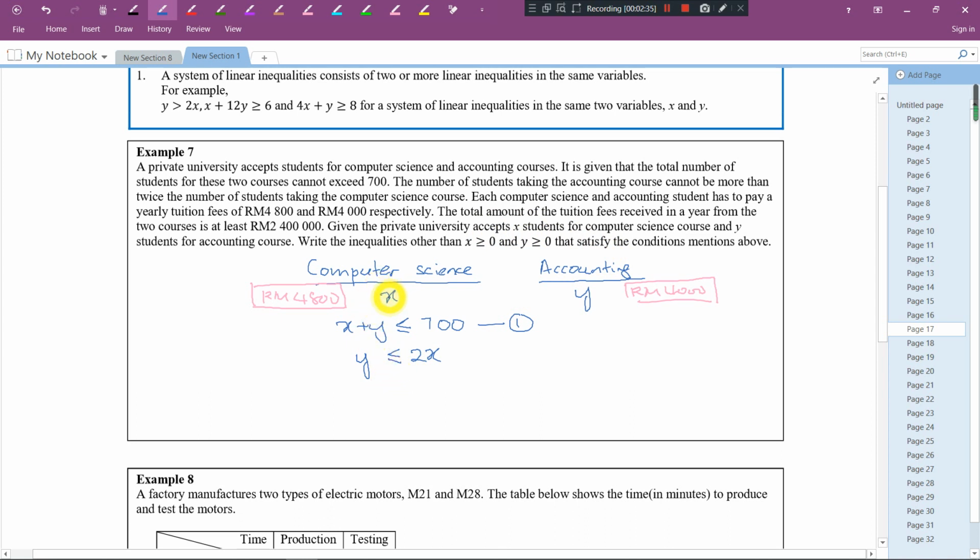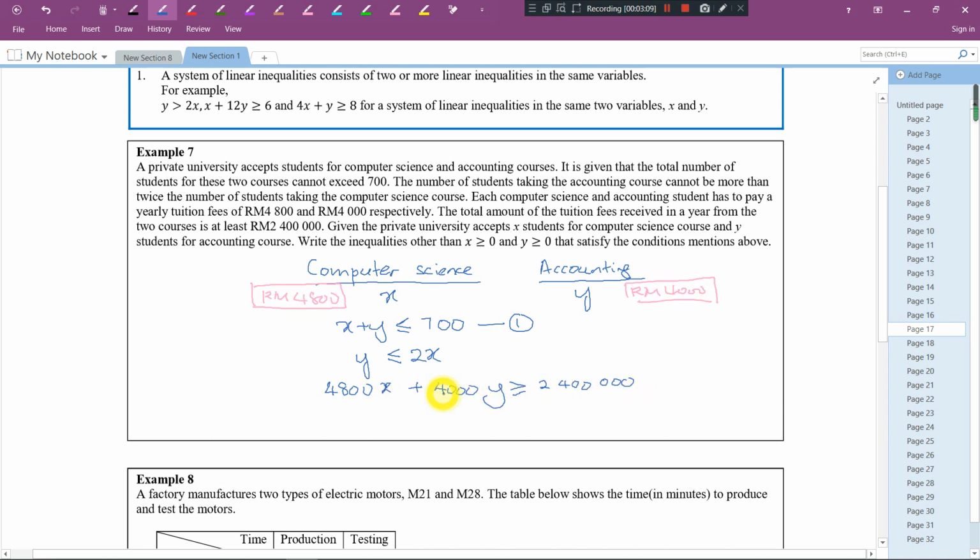Now, one student for the computer science, you need to pay 4,800. Two students, you have to take this one times 2. Now you have X student, so you take this times this. So it will be 4,800X plus 4,000Y, at least greater than or equal to 2,400,000. Okay, so this inequality looks pretty big, right?